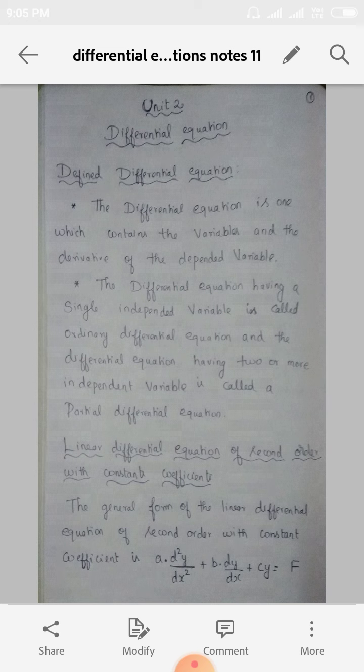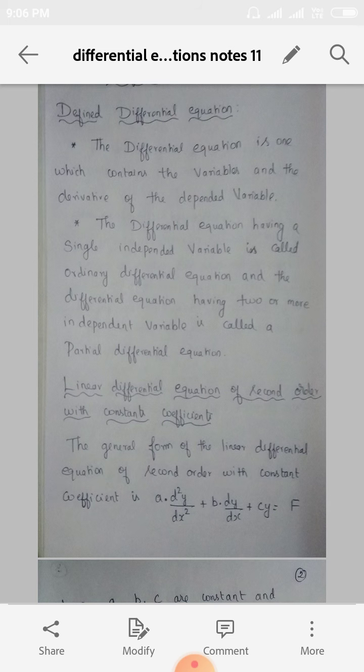The differential equation having a single independent variable is called an ordinary differential equation. And the differential equation having two or more independent variables is called a partial differential equation. So an ordinary differential equation is nothing but a differential equation having a single independent variable. If it has two or more independent variables, it is called a partial differential equation. Okay, therefore these are the definitions of the differential equations.